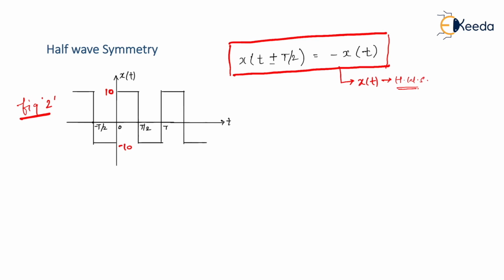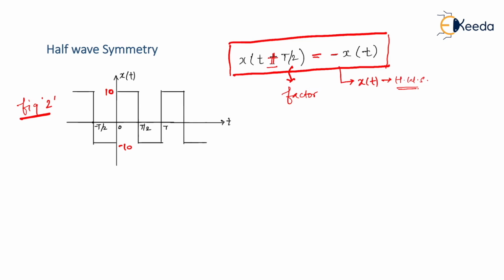It is very simple. The given x of t signal, you either delay or you can advance by T by 2. As you can see over here, this is the factor by which we can either advance or delay, because we have two options. And after doing so, if you get minus of x of t, then we can say that the given x of t signal is a half wave symmetric signal. So we will check whether it is half wave symmetric or not.